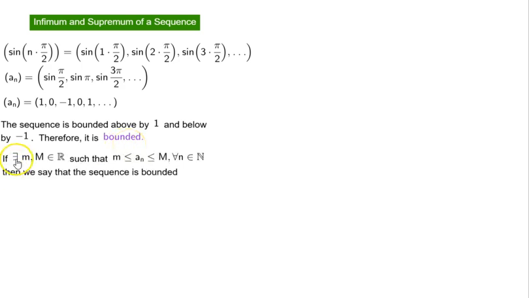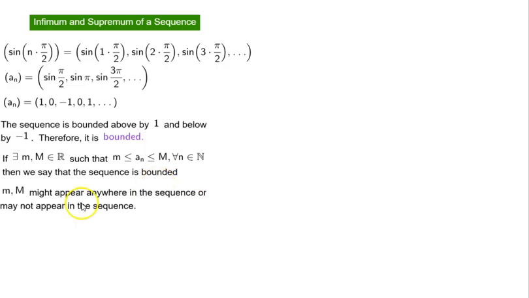Formally, if there exists m and M in real numbers such that m is less than or equal to a sub n, which is in turn less than or equal to M, for all n in the set of natural numbers, then we say that the sequence is bounded. Always remember, the upper and lower bounds might appear anywhere in the sequence or may not appear in the sequence.